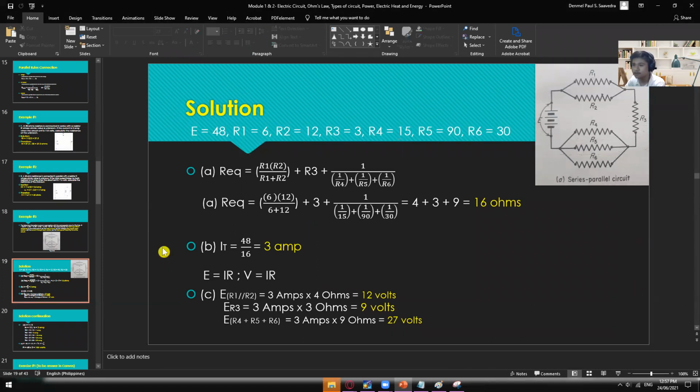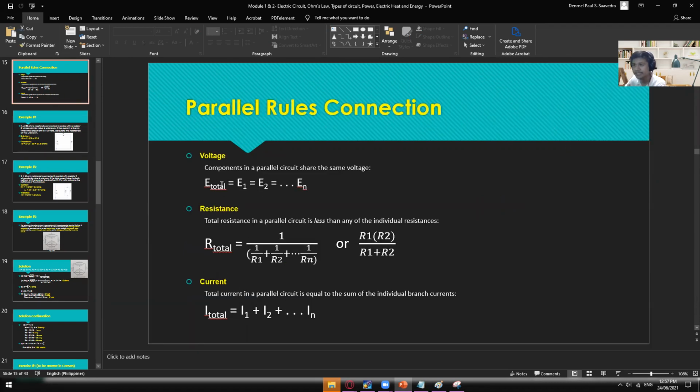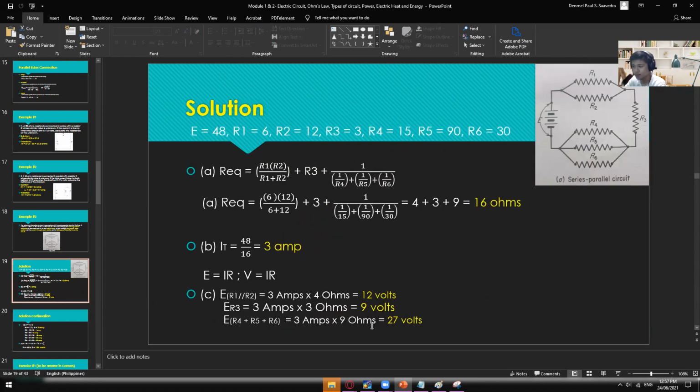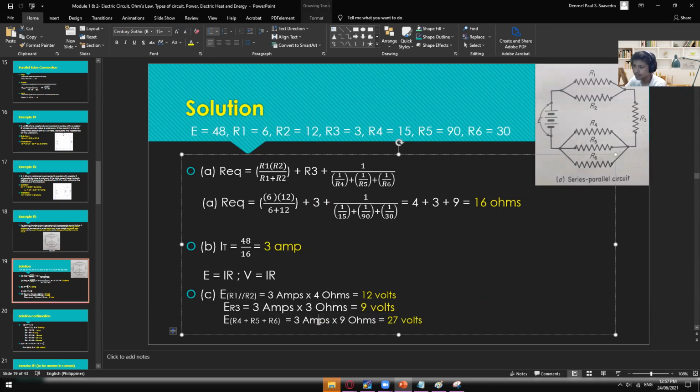Okay, so that's it for the voltage drop across R1 and R2. R1 and R2 is 12 volts, R3 is 9 volts, and for R4, R5, and R6, it's 27 volts. If you're wondering why they are equal with each other, just go back to the rule wherein E total or E1 is equal to E2 or equal to E3 at the same time, with these 3 resistances. So that's it for the parallel connection.